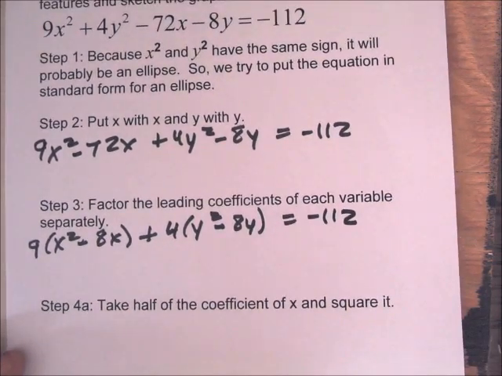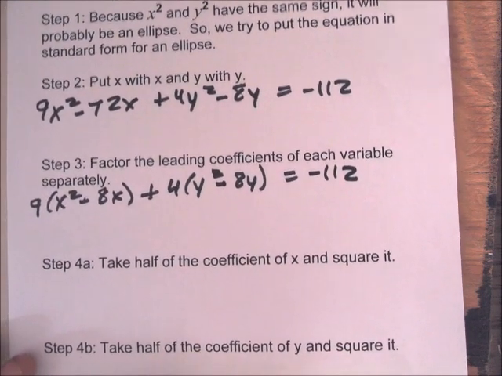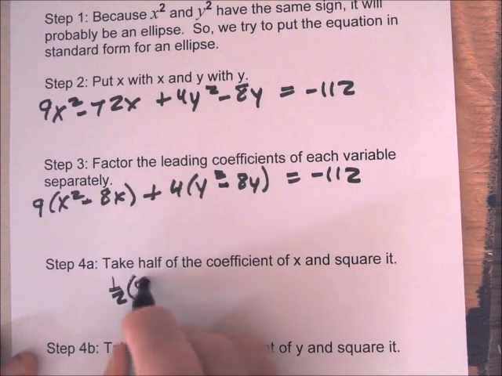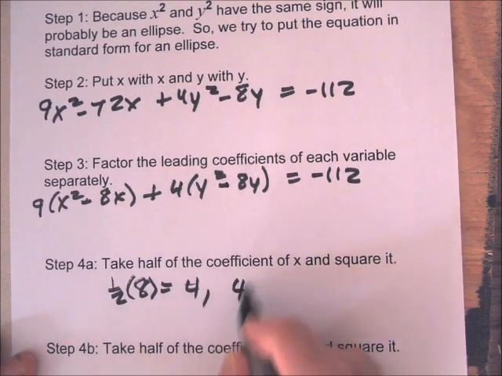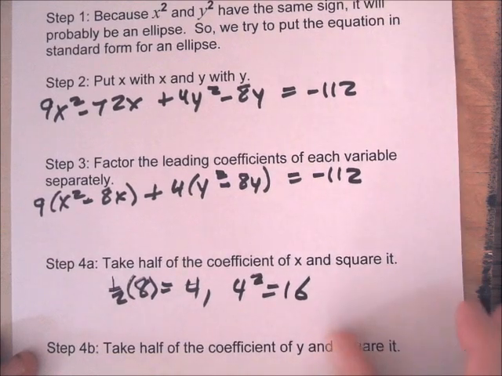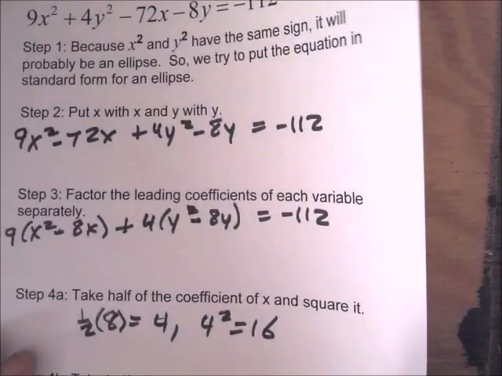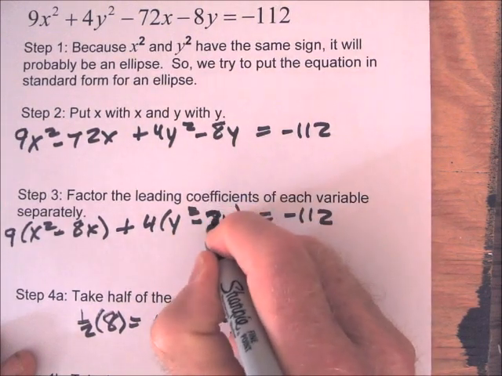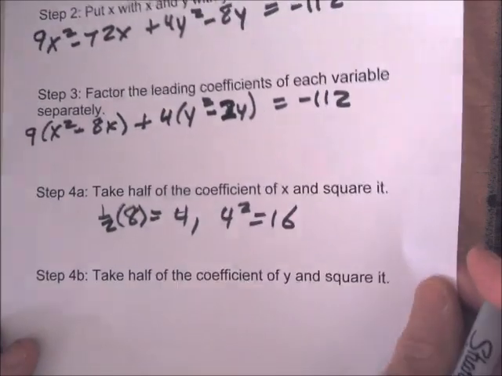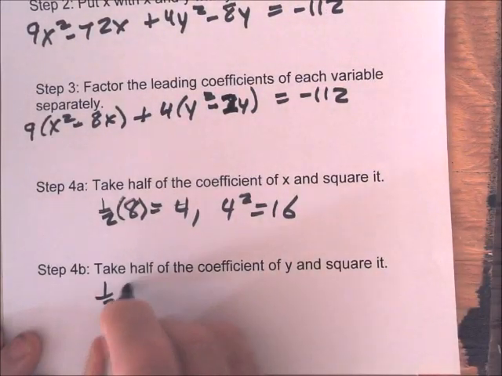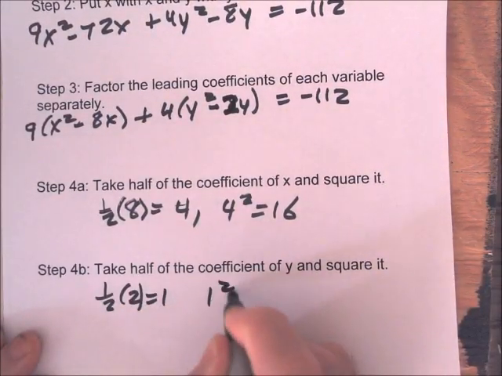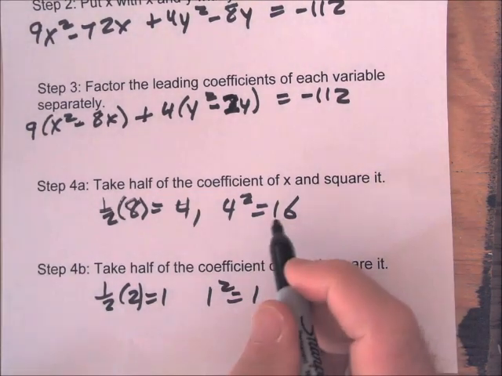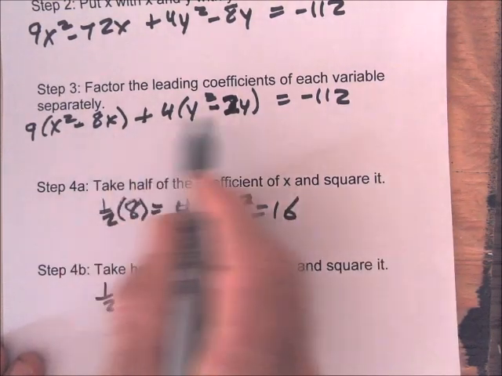And now we want to take half the coefficient of x. Half of 8 is 4, and square that. 4 squared is 16. And take half the coefficient of y. Yeah, I forgot to divide. 8 divided by 4 is 2. There should be a 2 here. Half of 2 is 1. 1 squared is 1. Okay, so that's what we want to add to both sides of the equal sign.